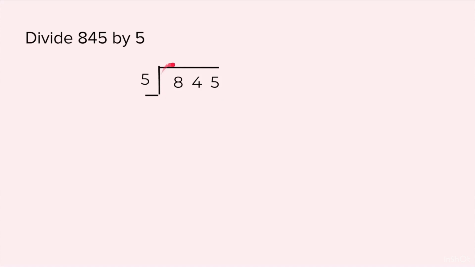We make the division symbol, put 845 inside and 5 on the outside. We take for the first digit 8. 5 will go one time in 8. We write 1 on top, 5 at the bottom, subtract.